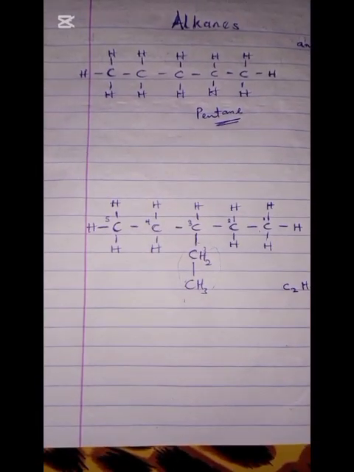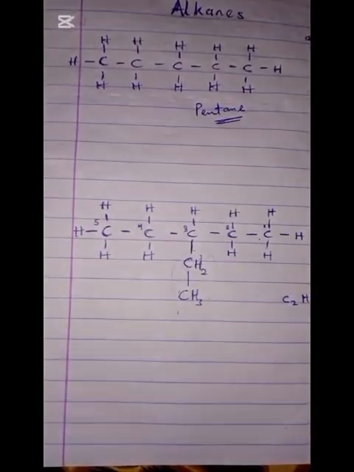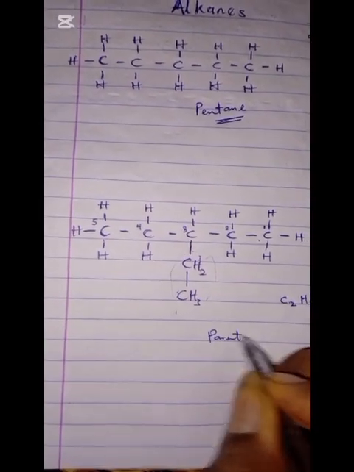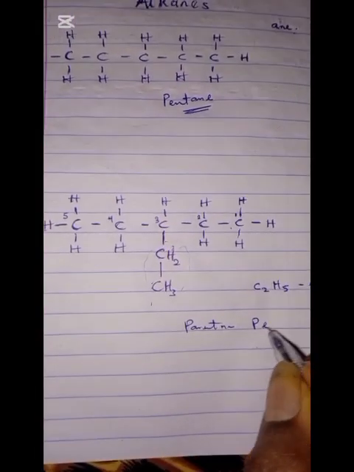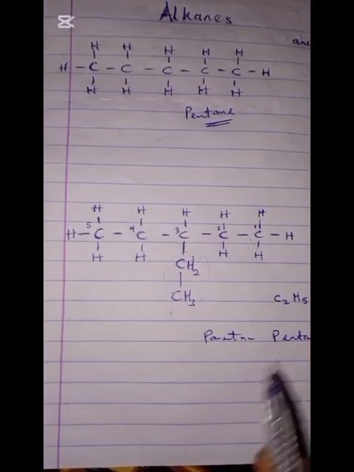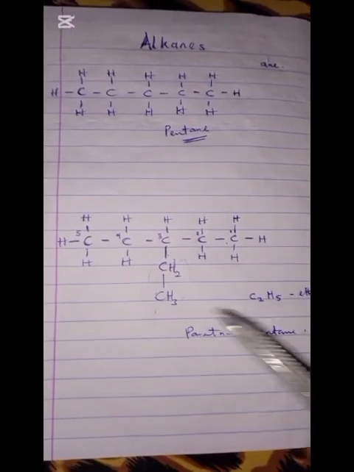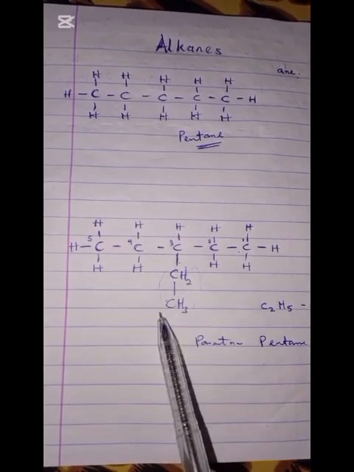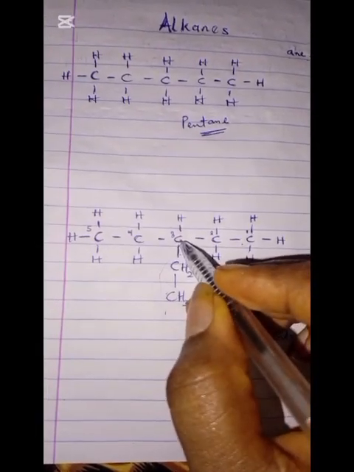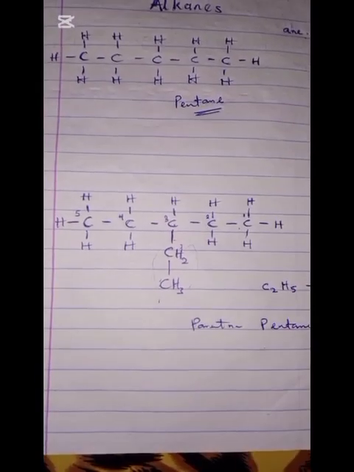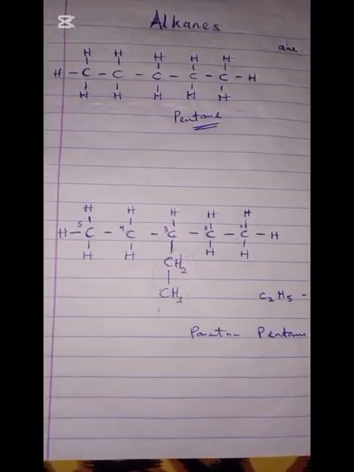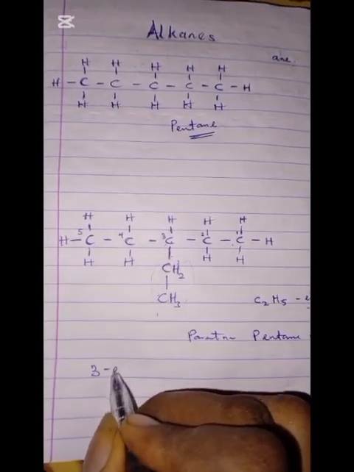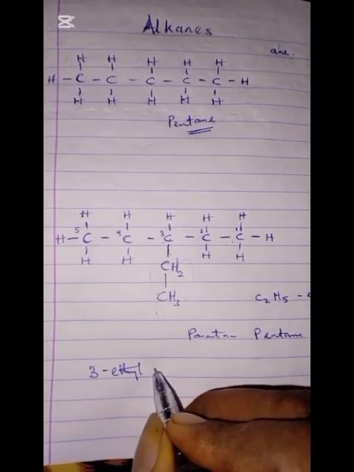Now how do we name this? We have known that the longest carbon chain is pent, which means the parent name will be pentane. Now let's identify the position of this substituent, which is the ethyl group. If you look at the carbon in which this ethyl is attached, it is carbon 3, which means the ethyl is positioned on carbon 3. On that note, the name of this compound is 3-ethylpentane.